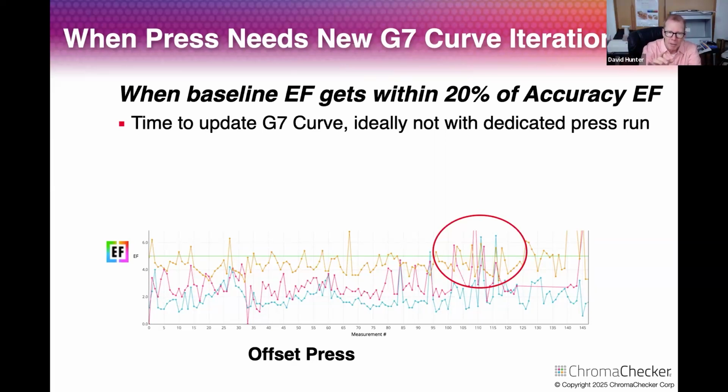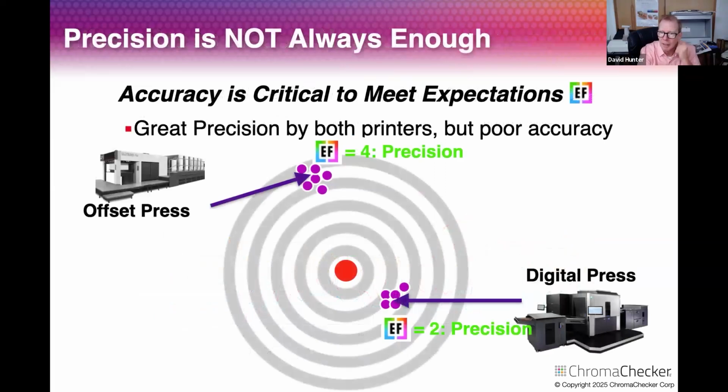Now, as I mentioned, once the E factor of the precision gets within 20% of the accuracy E factor, that's typically time to update the G7 curve. So over time, if you see the G7 curve kind of living around a 3, and then all of a sudden it's living around a 4, and you're trying to keep this press to a 5, if your E factor of precision is a 4, it's time to update the plate curve, because the press has moved to such a state that it's no longer in line with the curve, and you need to improve accuracy, build a new curve.